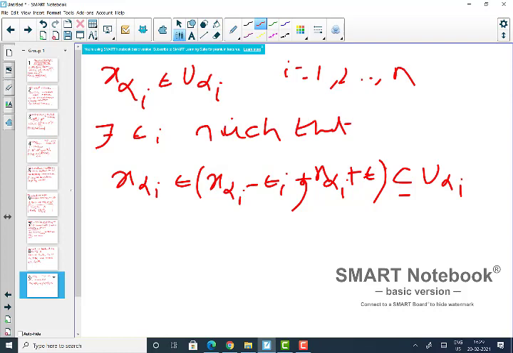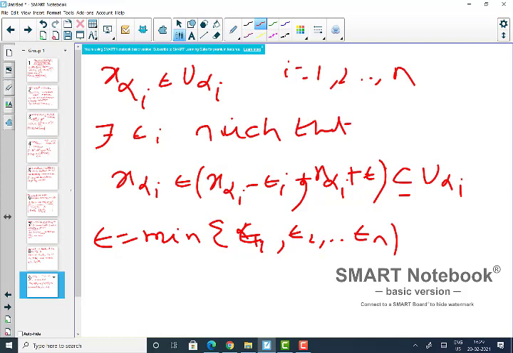That means this is happening, and then obviously you can choose the minimum of the epsilons. If I choose epsilon as the minimum of epsilon_i, that is, epsilon 1, epsilon 2, up to epsilon n, then what happens? Then you have a small n-dimensional cube which is sitting inside an epsilon ball centered at x. So these cubes, let me write down what this cube is.